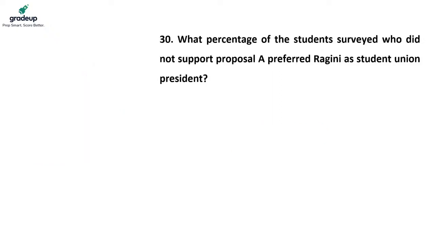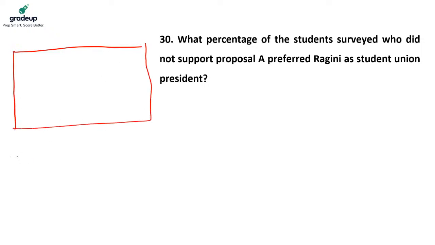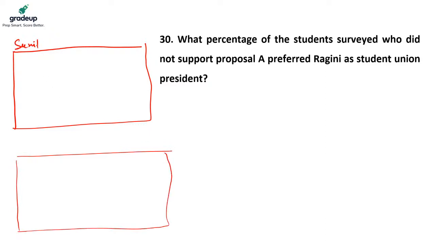Next one. Question number 30. What percentage of the students surveyed who did not support A preferred Ragini as student union president? Who did not support A, right? What I'll do is simply form the two Venn diagrams, then we will solve it. One was for Sunita, the other one was for Ragini, right? So that we do not need to go back.